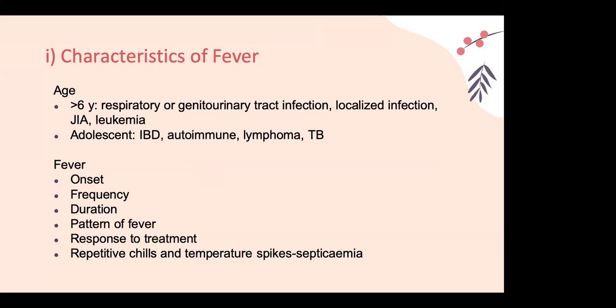Next, after we know the age of the patient, we go to the characteristic of fever. First, we ask about the onset, when the fever started to occur. And then we ask about the frequency of the fever, because some diseases can have continuous fever. And then the duration, because we want to ascertain that this fever is a fever of unknown origin.